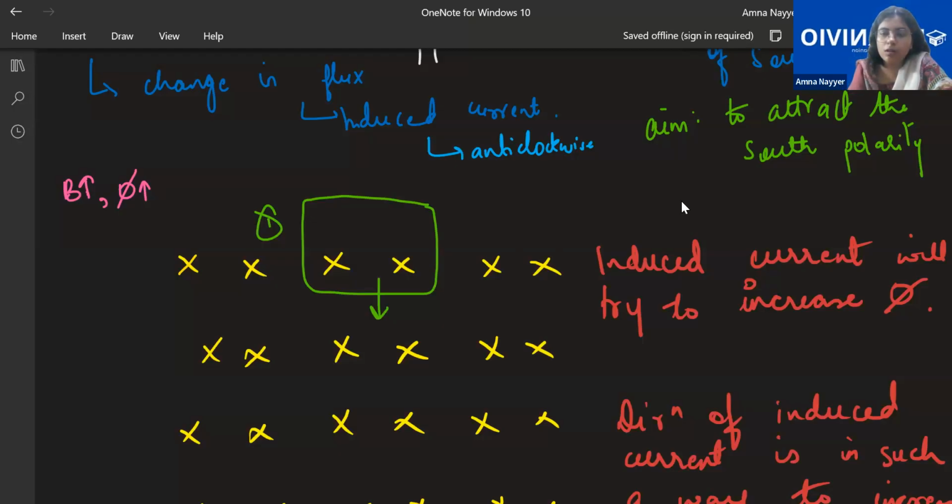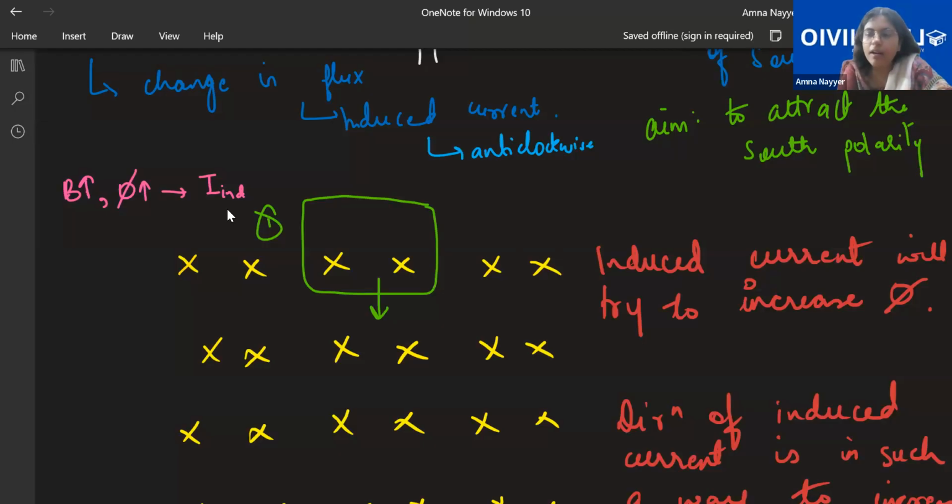Induced current will be produced, right? There's a change in the flux. This is the cause. This will lead to an induced current. So what have we studied before? What is the cause here? The approaching. No, do you see poles or a magnet here?